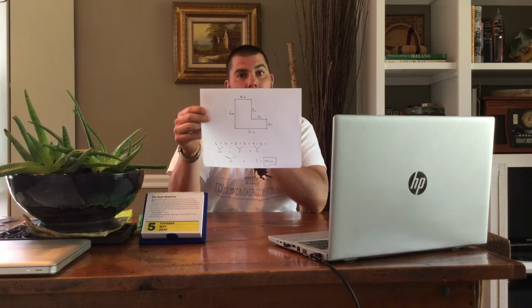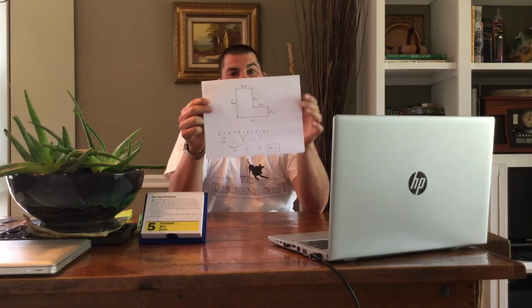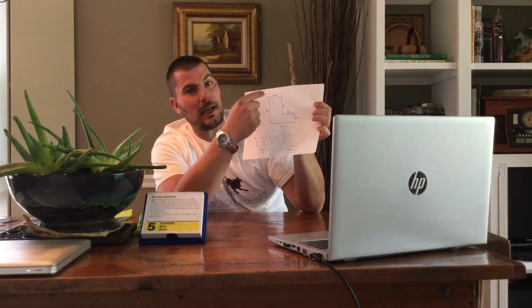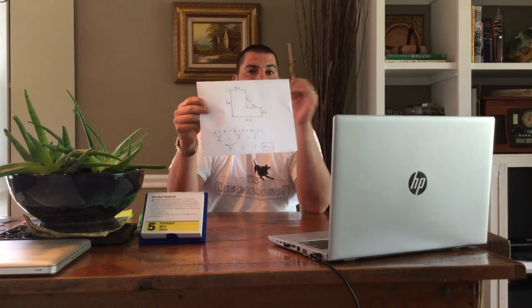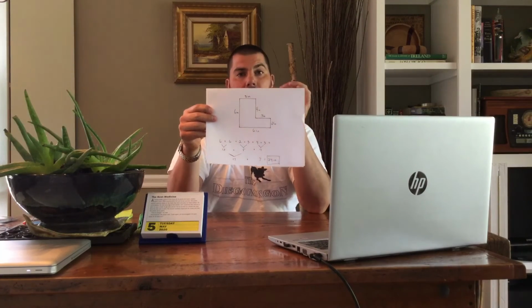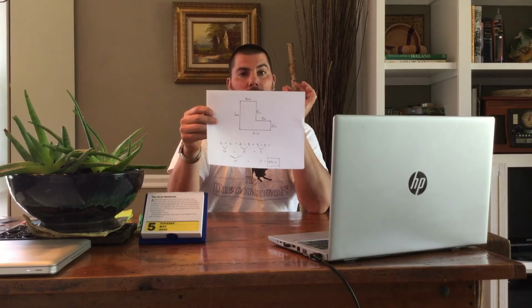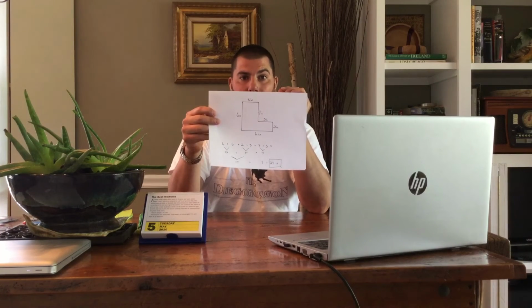The biggest problem I see when people are doing this is they miss a side. They'll add 1, 2, 3, miss a side, 4, 5. They won't add all of the side lengths together. So you have to be very careful to make sure you get every side length in and you add them together to get the outside boundary.